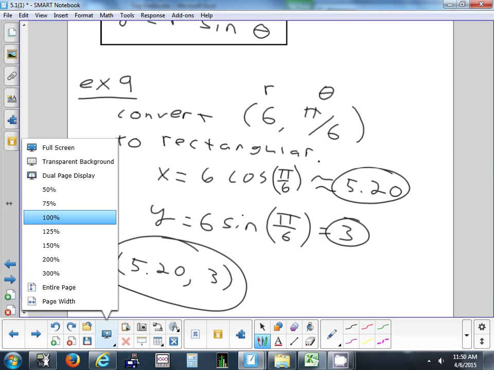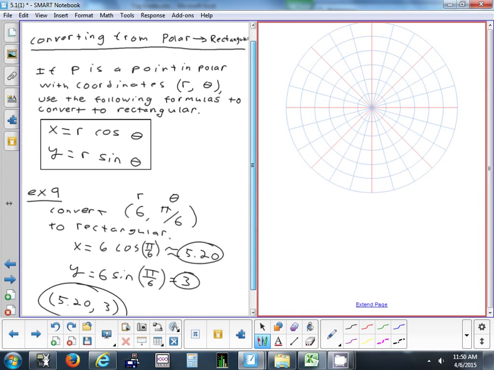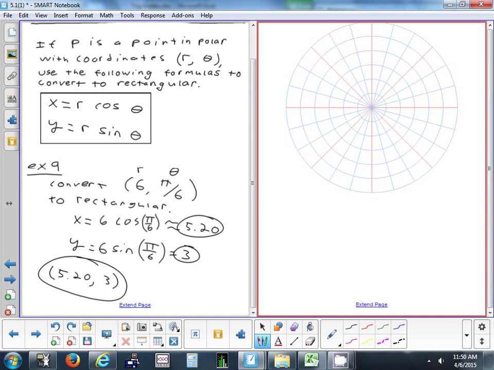All right, so what I'm going to do is try to graph that. First I'm going to graph it in polar. 6 comma, that's 30 degrees. So I go right 6, up 30 degrees. Okay, any question on how I graph that?